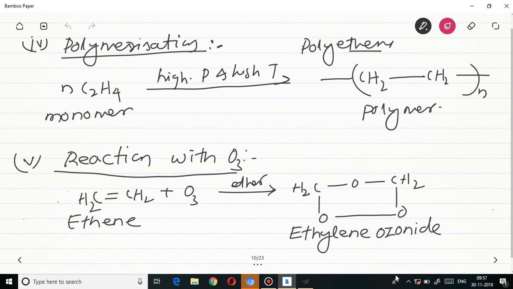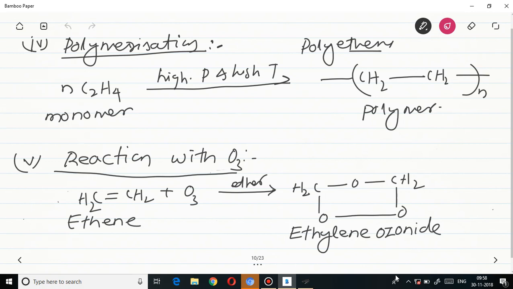Now the next reaction is polymerization. So what is polymerization? Polymerization means many small molecules, many means n number of, will be compressed at high pressure and high temperature and will form only one molecule. Means a bigger molecule will be prepared. Like small water droplets, they combine and make a big water droplet. So this process is known as polymerization. These are known as monomer, these are known as polymer. So if you take ethene over here, polyethene will be prepared. Whatever polyethene you are using is made under the polymerization process.